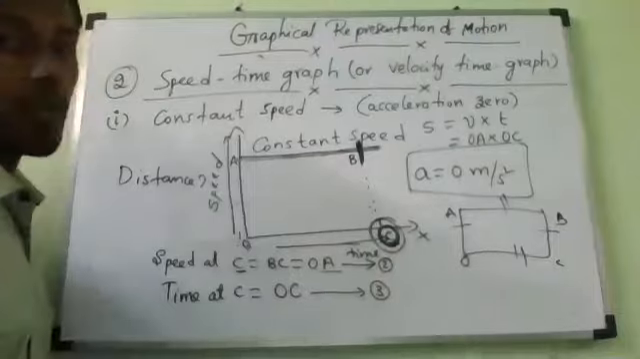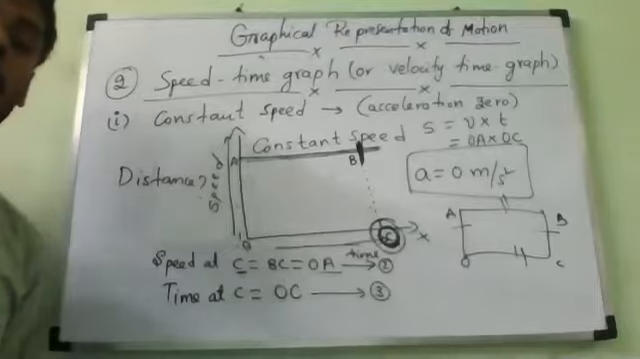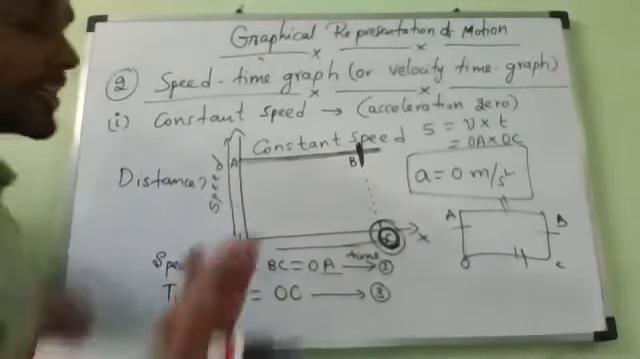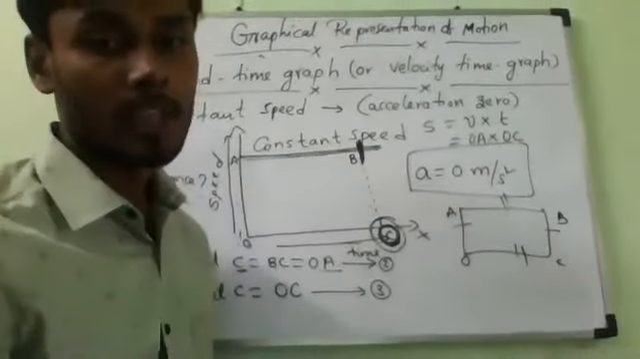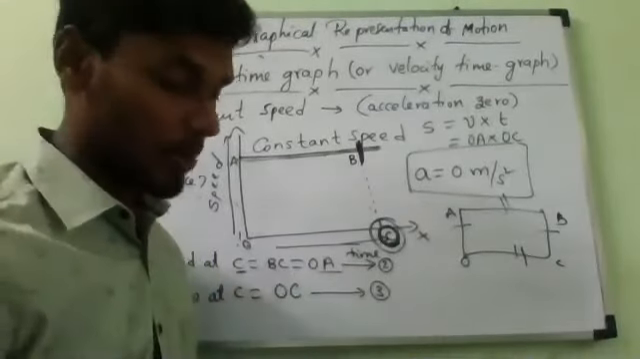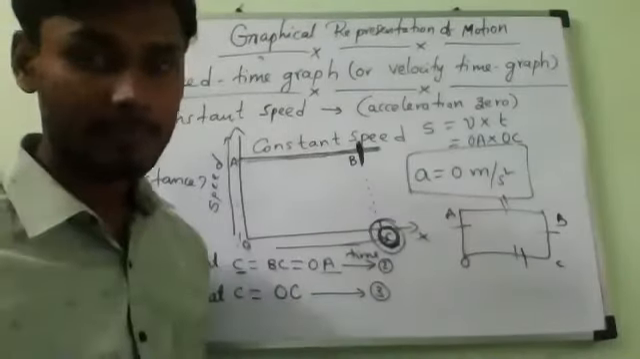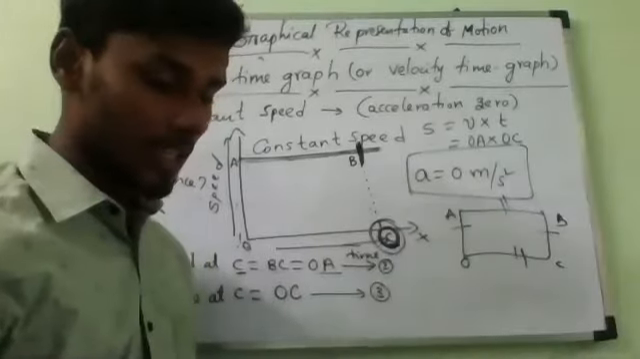One point I am saying here. Whenever you want to calculate the distance traveled by a body, just calculate the area of that shape. That's all. You will get it. So what is the area of a rectangle formula? Please tell me. Length into breadth. Correct or not?